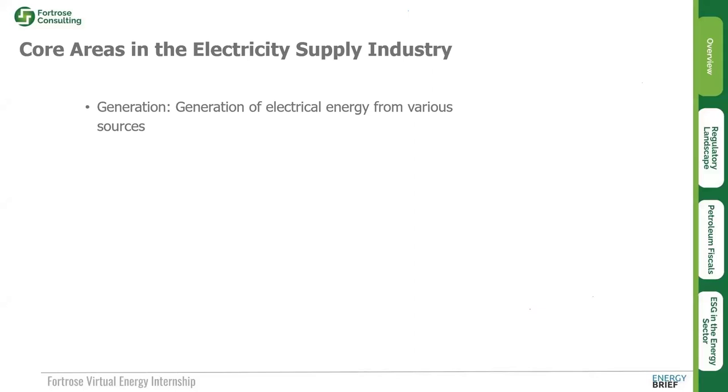It connotes generation of electrical energy from various sources. Understand? It is where the production of electrical energy occurs. So electricity can be generated from various energy sources, but the primary sources of generation of electricity in Nigeria is natural gas and natural gas mix generation.